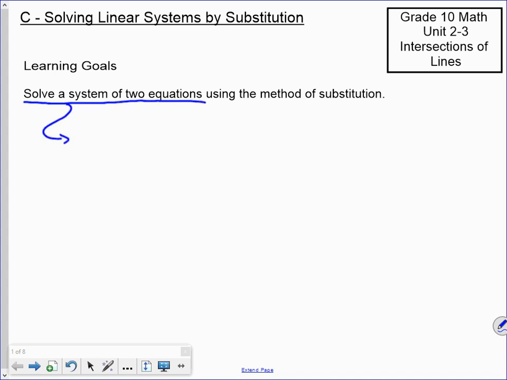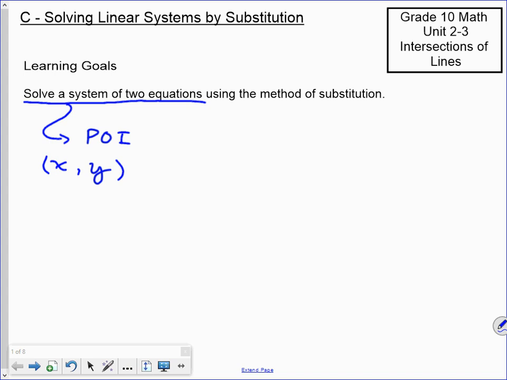In section B, we said we could do this by graphing. It involved finding the point of intersection between the two lines. More generally, we talked about how it means finding the value of x and the value of y, which we can represent as our point of intersection, that satisfy the two equations.